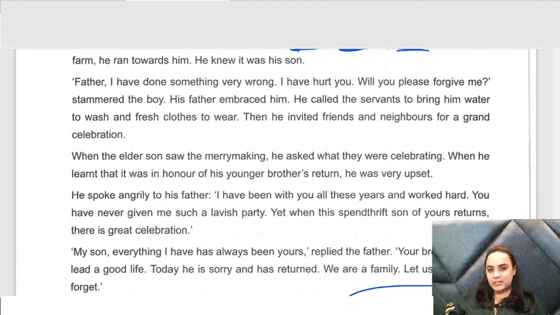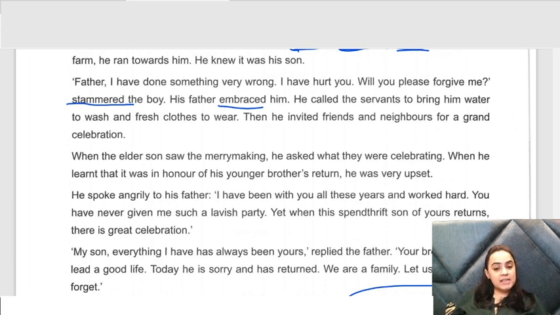So the boy said to his father, Father, I have done something very wrong. Will you please forgive me? The boy stammered. He spoke with a lot of difficulty. The father embraced him. The father hugged him and loved him and welcomed him. He called the servants to bring some fresh water and fresh clothes for him to change. And then he invited all his friends and neighbors for a very big celebration.